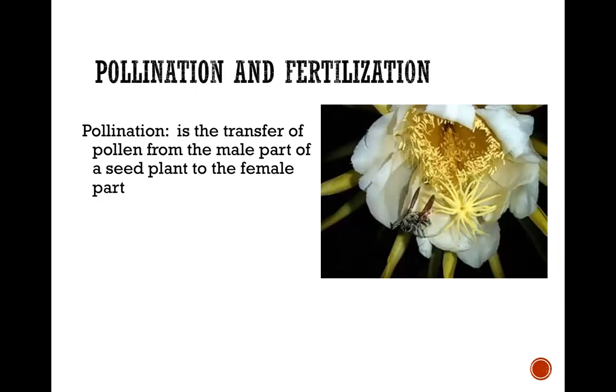Pollination is really just simply the transfer of pollen from the male parts of the floral plant organ to the female parts. It could be within the same flower, it could be within a different flower on the same plant, or it could be from the flower on one plant to the flower on another plant.